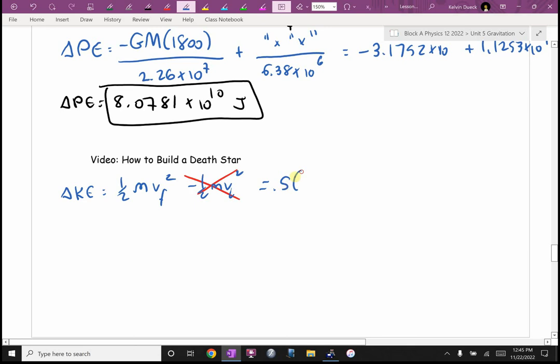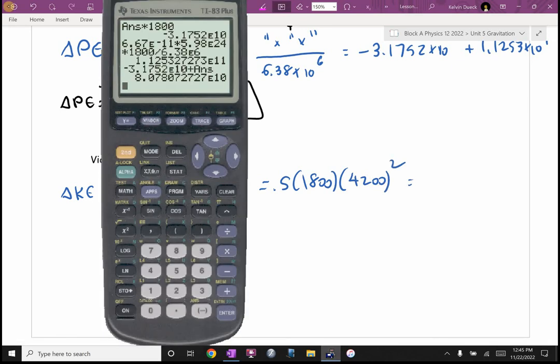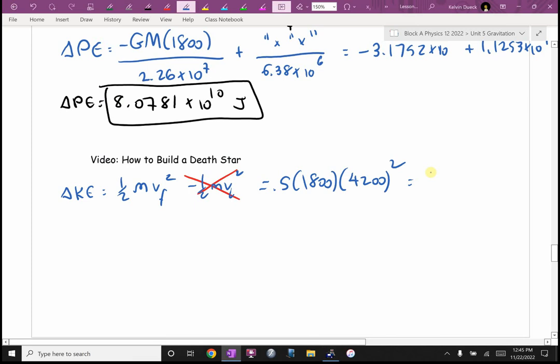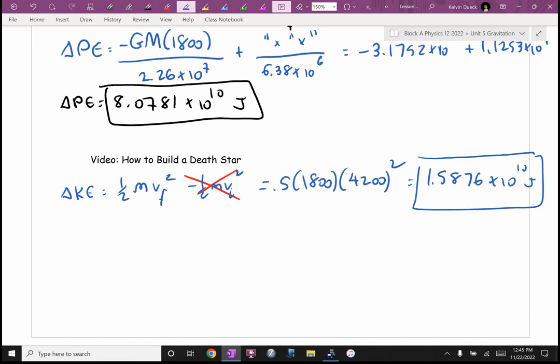So it's going to be 0.5 times 1,800. Was it 4,200? Squared. And I get 1.5876 times 10 to the 10th joules. By the way, what takes more energy, getting the satellite to the correct height or giving it the kinetic energy to stay up there?